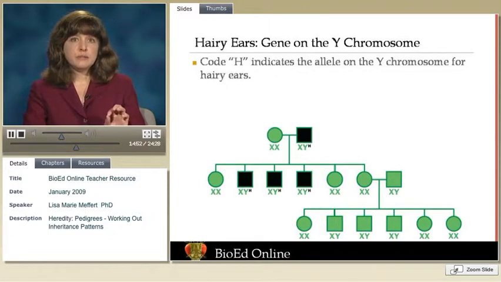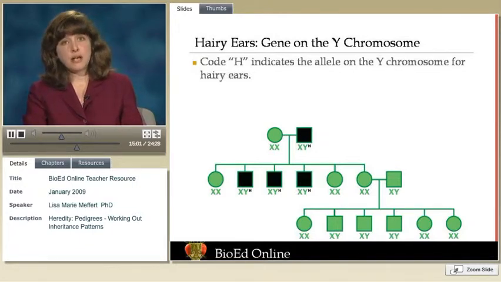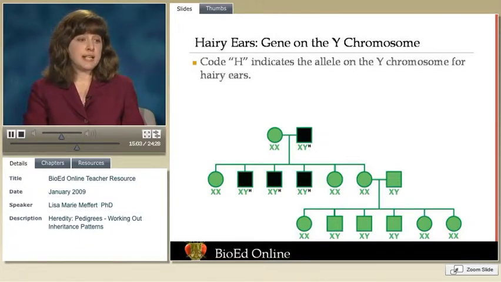Now, we're going to put a little tag on the sex chromosome to show what allele you have on that particular sex chromosome. So we're sort of doing two traits at the same time. We're saying whether or not you're a male or a female, and we're saying whether or not, in this case, you show the phenotype of hairy ears or not. So we're now going to fill in the symbol for the gene on the Y chromosome.